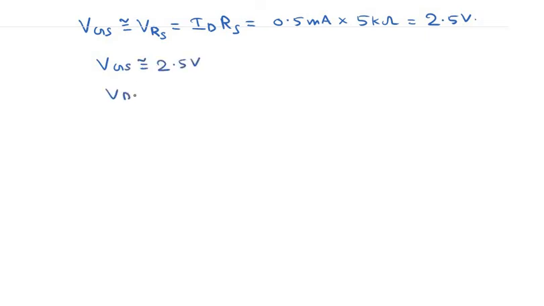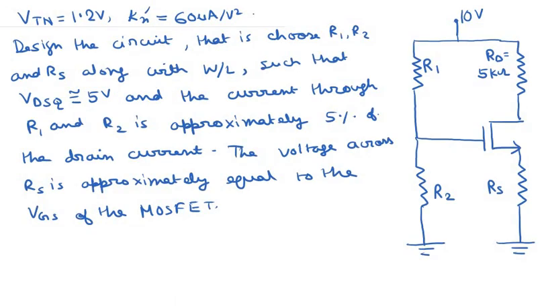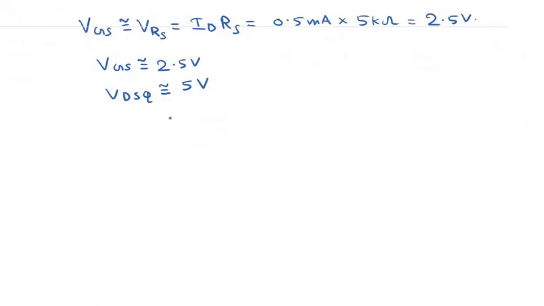In the question it is given that VDSQ is approximately equal to 5 volts, and it was also stated that the threshold voltage VTN is equal to 1.2 volts. So we can understand that VDSQ is already greater than VGS minus VTN, and so the MOSFET is in saturation.